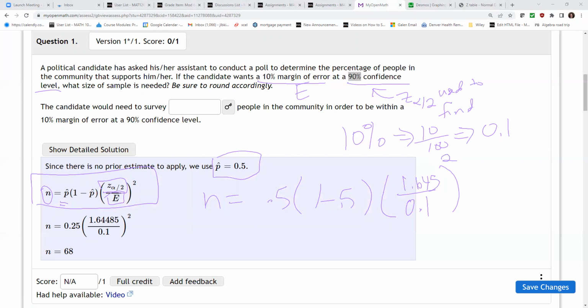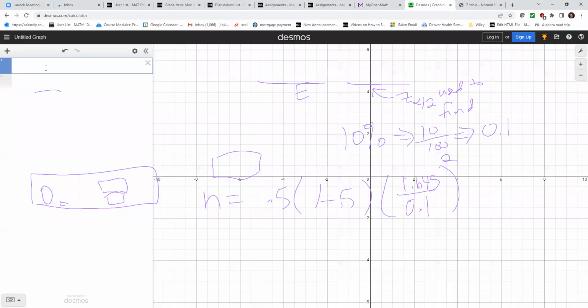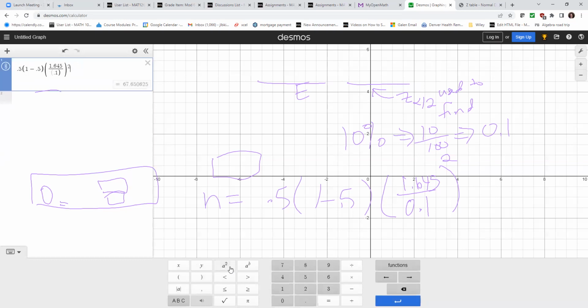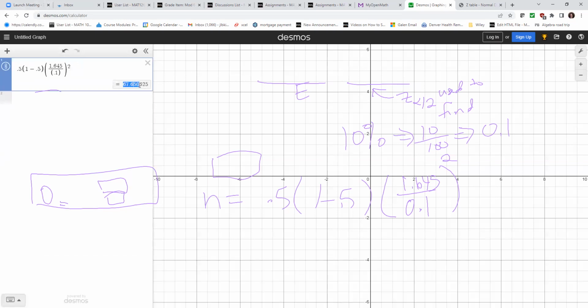And now we can take all of this and plug it into Desmos and put in 0.5 times 1 minus 0.5 times 1.645 over, sorry, gotta add in some parentheses because we're going to need to square it. 1.645 over 0.1. And then square it. Let me just make sure that was a squared, there we go. And that would give us 67.65.